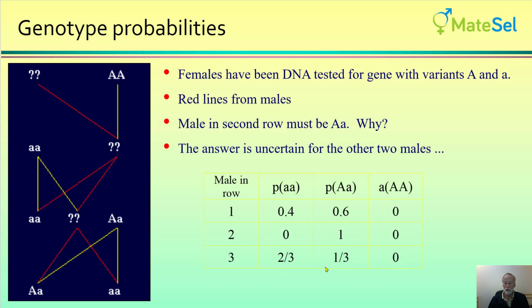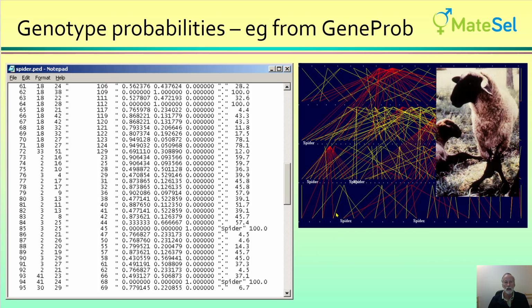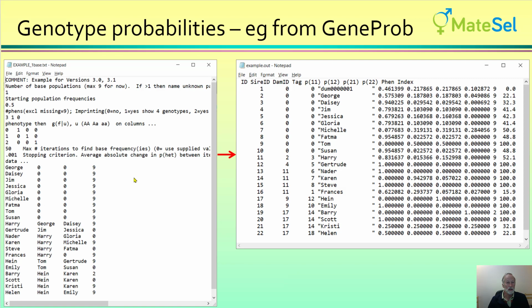For the other 2 question marks, it's not so straightforward, and we use segregation analysis to calculate probabilities for these individuals. Here's an example of using the program GeneProb, with spider syndrome in sheep, in this case with 6 affected individuals. In the data file, spiders have a 100% chance of being the affected genotype. And the result from the segregation analysis tells us the probability of being a carrier and the probability of being homozygous normal. So it's quite simple to do this.